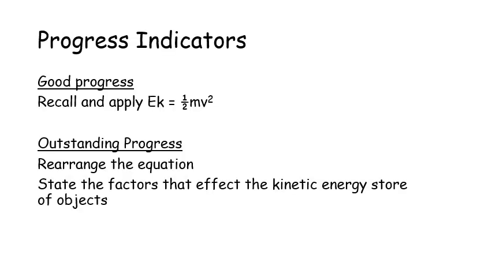Progress indicators for the lesson on kinetic energy. For good progress, you need to recall and apply the equation kinetic energy equals 1/2 times the mass times the speed squared. Remember, this is an equation that you have got to recall and you will not be given it in an exam. Outstanding progress is to rearrange the equation in order to calculate mass or velocity and state the factors that affect the kinetic energy store of objects.